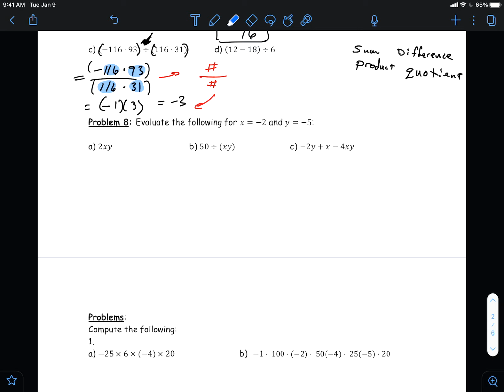Okay, so what's next? What do you want to do here? Is there a way to rewrite this? I might rewrite this. Might do this.